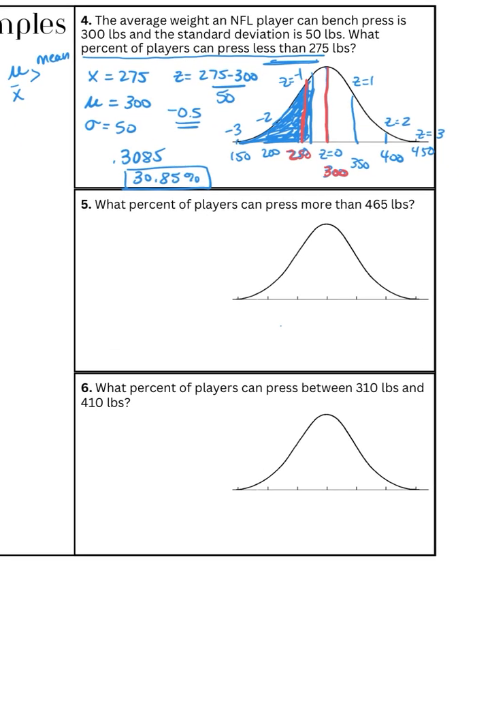All right, what percent of players can lift more than 465? So here's our mean again, 300. We had 350, 400, 450. All right, so this is pretty much off the chart. So we have X is 465, our mean is 300, and our standard deviation is 50. So we're going to do 465 minus 300 divided by 50, and we're going to get 3.3. So 3.3, and I'll go ahead and put 00 on there. 95.